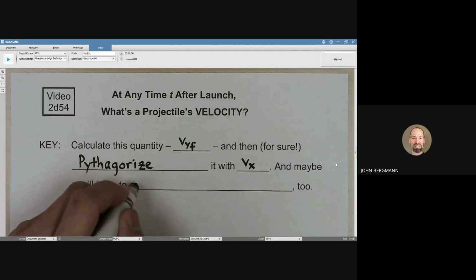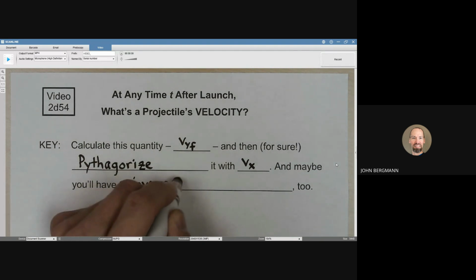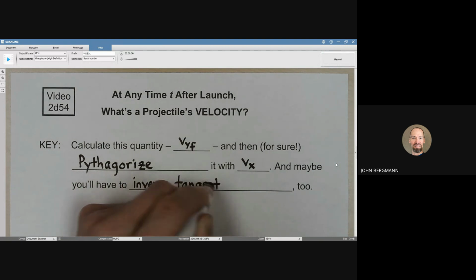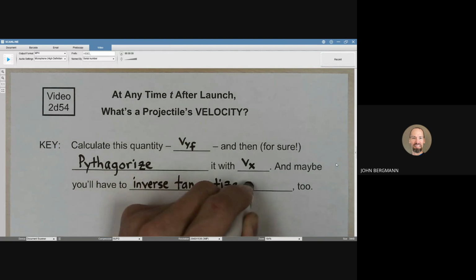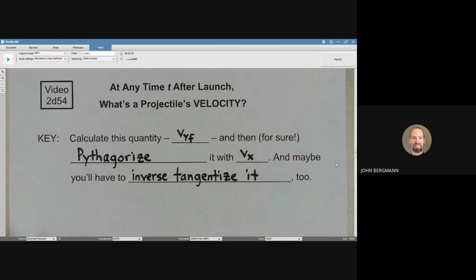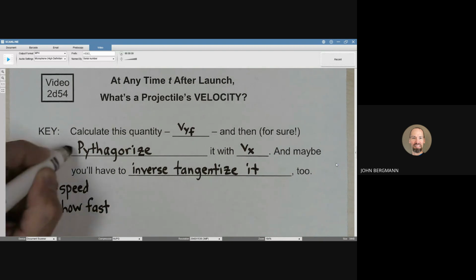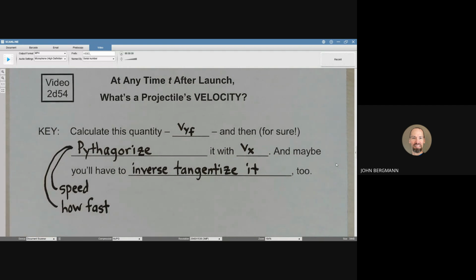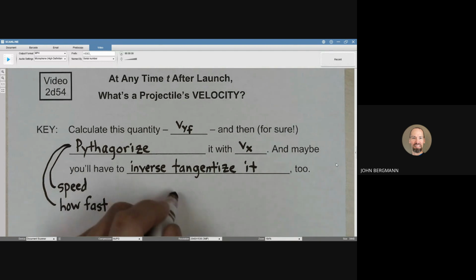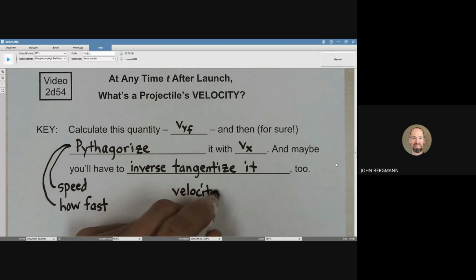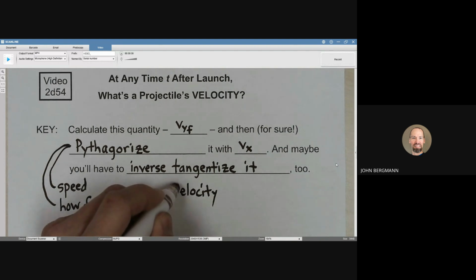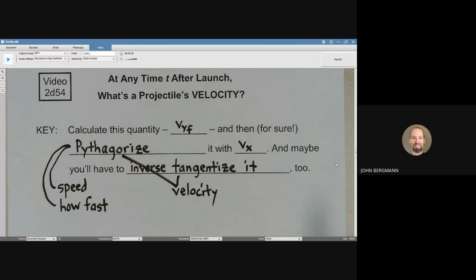And maybe you'll have to inverse tangentize it too. If I ask for speed, or if I ask how fast is it moving, then you'll only need to Pythagorize. That's it. If I ask for the velocity, then you're going to have to do both. Let's show you how this is done.